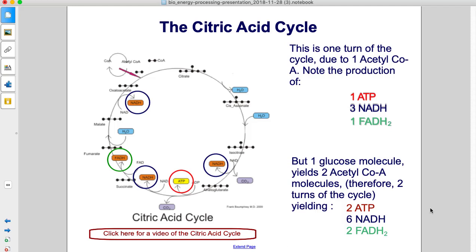But one glucose molecule yields 2 acetyl coenzyme A molecules. Therefore, 2 turns of the cycle yield 2 ATP, 6 NADH, and 2 FADH2. Click here for a video on the citric acid cycle.